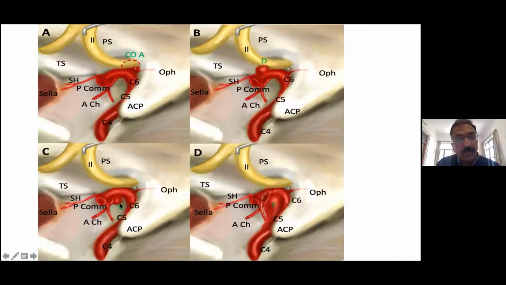The third is a ventral wall aneurysm, which is directly opposite the origin of the ophthalmic artery. So it arises from the genu of the ICA, directly opposite to the origin of the ophthalmic artery. And the fourth is a transitional aneurysm, which encompasses all three segments: the supraclinoid, the cavernous, as well as the clinoidal segment. This has to be treated based on the dominance of the ICA and the balloon test occlusion.